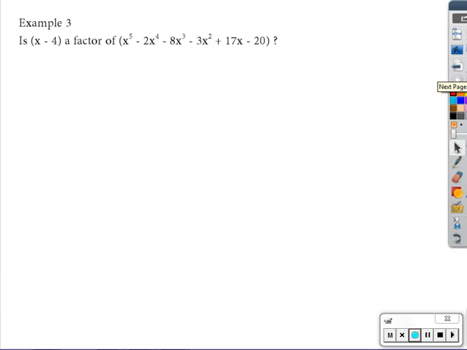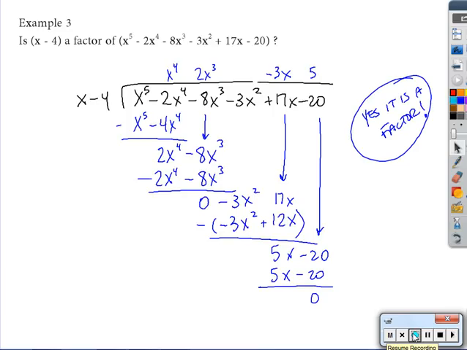Last example here for division. This is a doozy. Is x minus 4 a factor of that big, long polynomial? The only way to know that, or one way to know that, will be to divide the two and then determine if it is a polynomial or not. So after taking a look at that and completing the process here, x times x to the 4th is x to the 5th. x to the 4th times negative 4 is negative 4x to the 4th. Subtract those, I get 2x to the 4th. Brought down my 8x cubed. 2x cubed times x is 2x to the 4th. 2x cubed times negative 4 is negative 8x cubed. I got a remainder of 0.